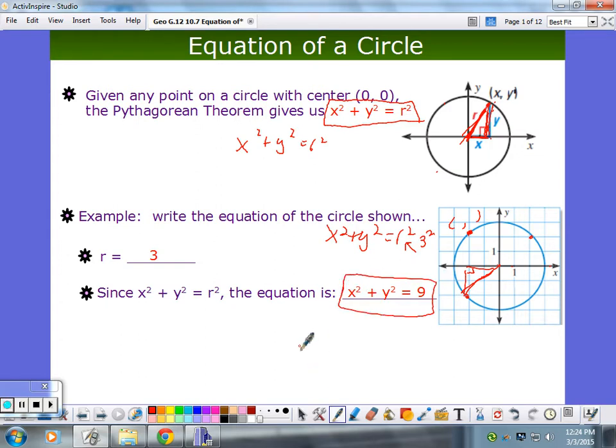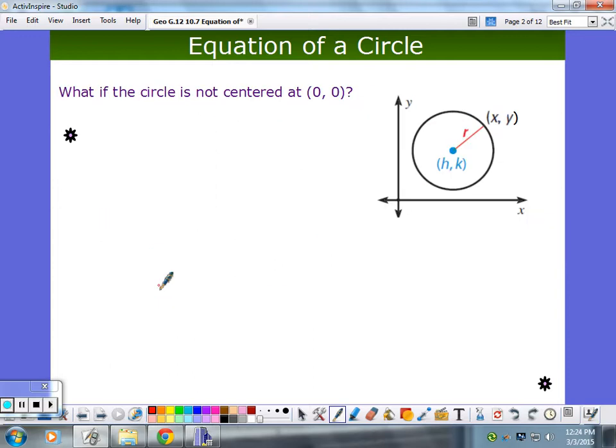That's it. If you know r, when you're centered on the origin, x squared plus y squared is that radius value squared. The next logical question would be, though, what if you're not at the origin? What happens then? So let's take a look here. We're going to be using the distance formula. So let's see what's happening here. Because I'm going to do the same thing. This value squared plus that value squared equals r squared, correct?